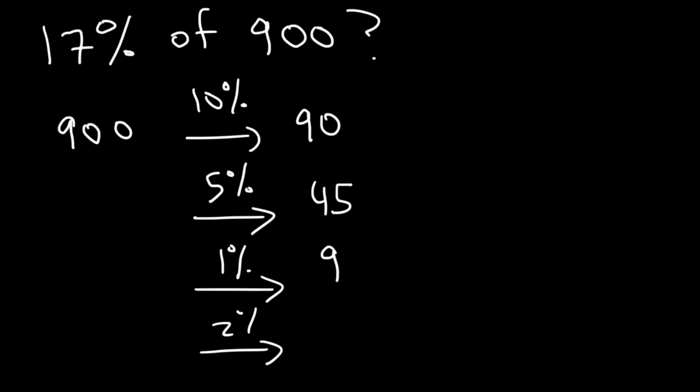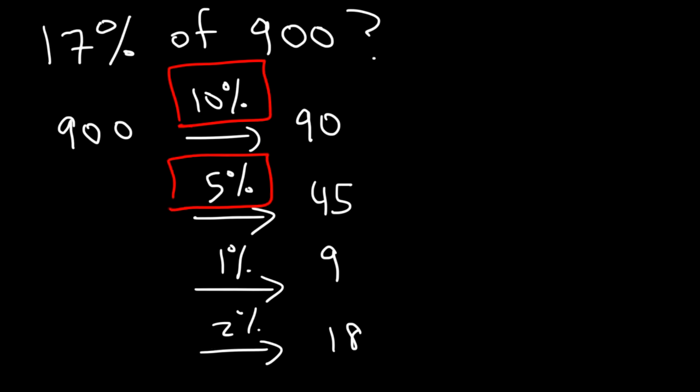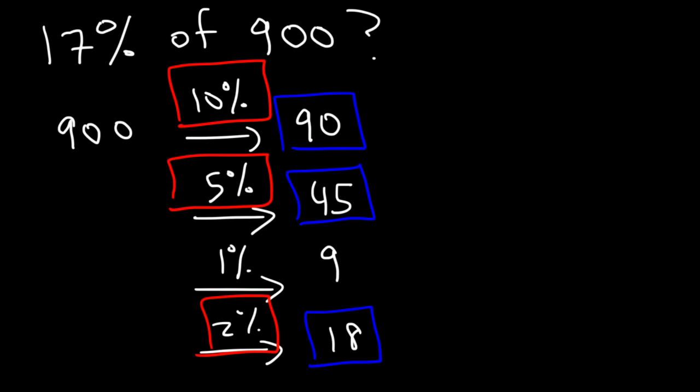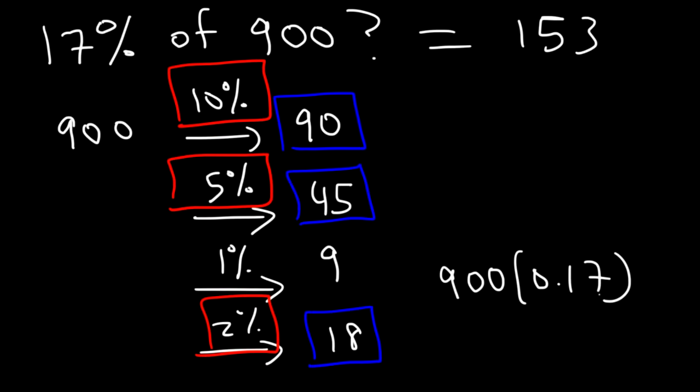So 2% must be twice the value of 9, so that's 18. So to get 17%, we've got to add 10, 5, and 2. That's 17%. So we need to add up 90 plus 45, that's 135, plus 18, which is 153. So that should be the answer. And to check it, you can type this in your calculator. Take 900 and multiply it by 0.17. And you do indeed get 153.